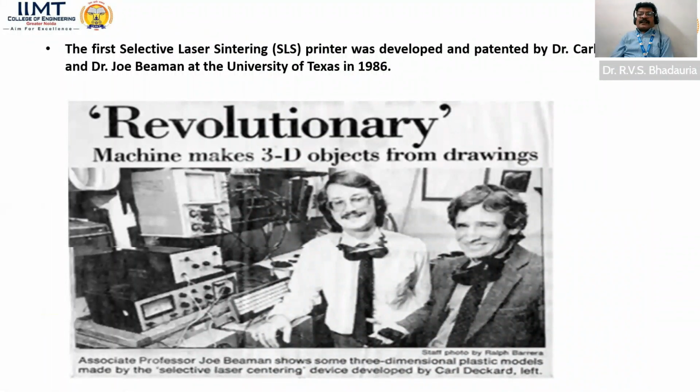It was patented by Dr. Carl Decker and Dr. Joe Beaman. These two scientists patented this new technology, new at that time. You can see the figure, this picture, of the two scientists. The left one is Dr. Carl and the right one is Joe Beaman.